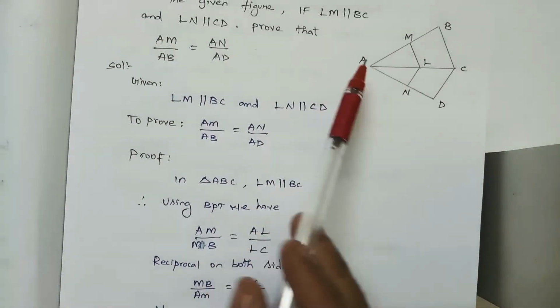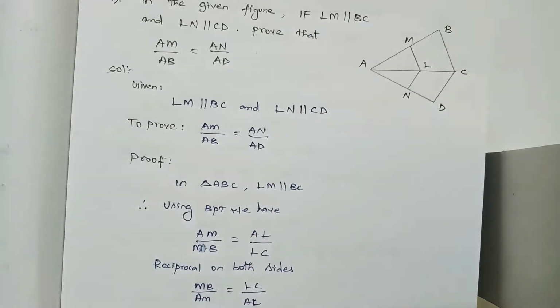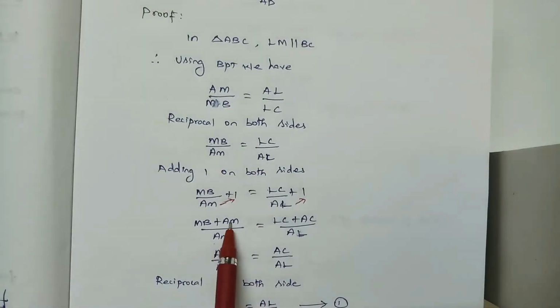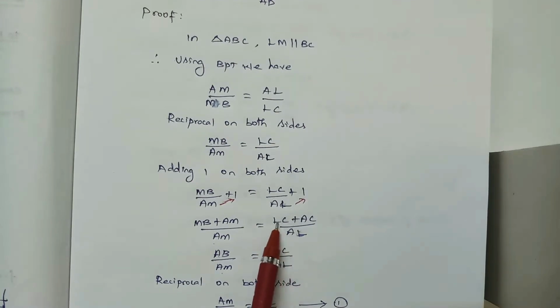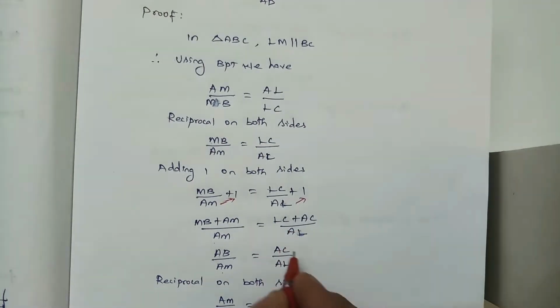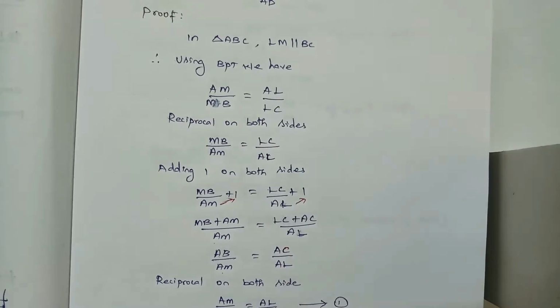Same thing, AL plus LC is nothing but AC. So I'm just converting: MB plus AM is nothing but AB. AB by AM is equal to, LC plus AL is nothing but AC, right? AC divided by AL, AC by AL, right?